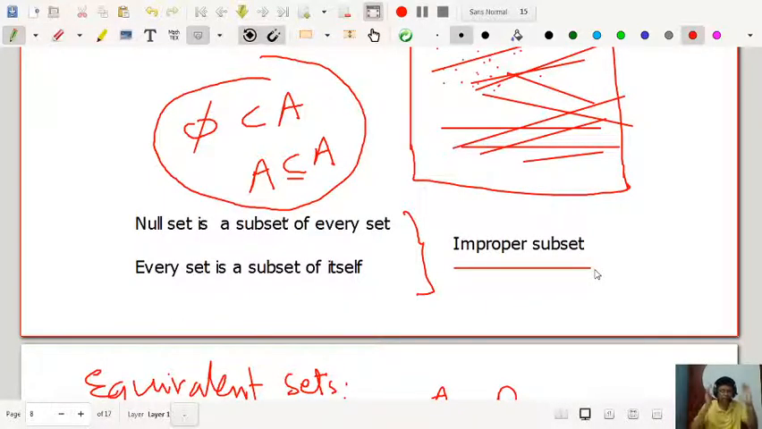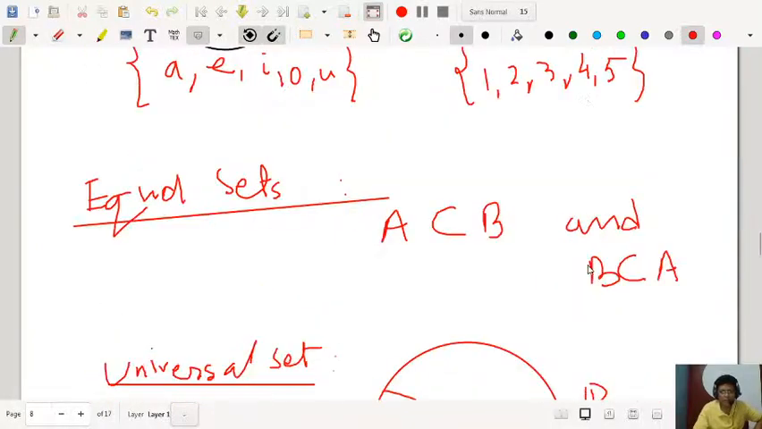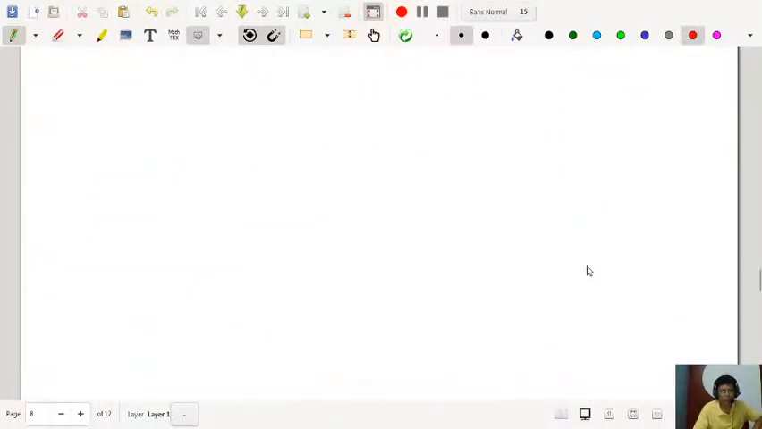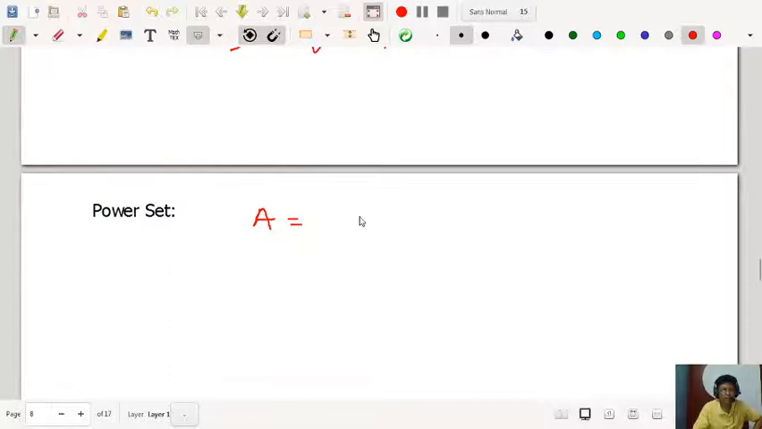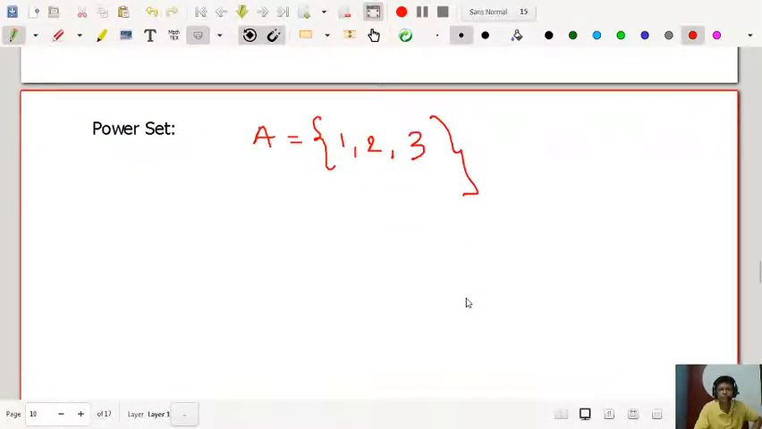Okay. Now let me go on to the power set. Let me give you one example. Let me consider a set of three elements only: A = {1, 2, 3}. Let us form all the possible subsets of A.